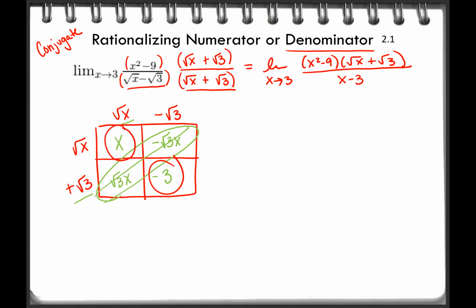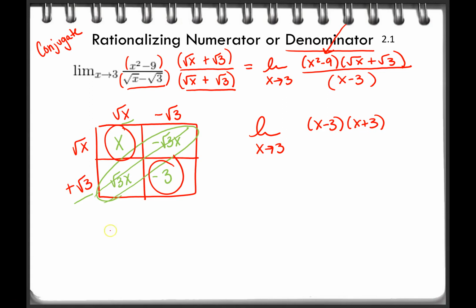At this point, you say, can I plug in the 3? Well, you can't. That's still going to give us a 0 in the denominator. So at this point, you have to look for something in the numerator that's going to cancel out. Well, I don't see anything, but what I do see is that I can factor x squared minus 9. So the limit as x approaches 3, I can take x squared minus 9, and I know that's an x minus 3, and that's an x plus 3.